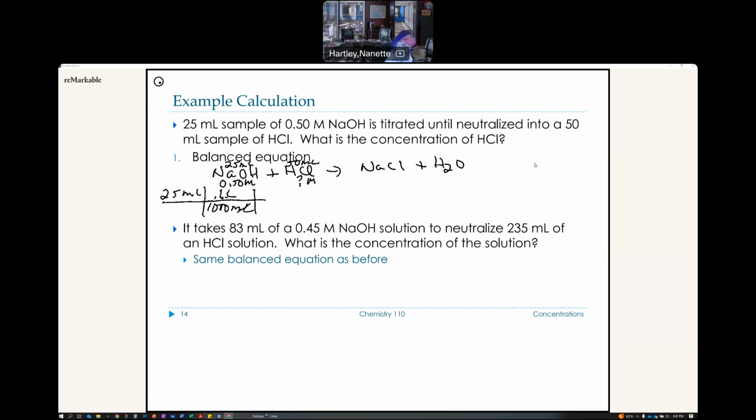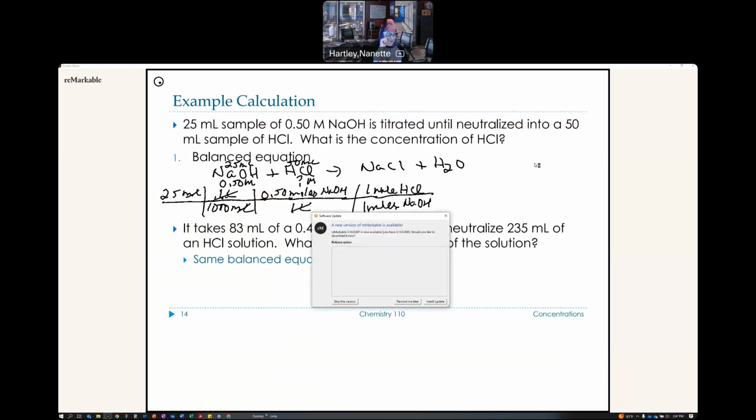That cancels my milliliters. I know that my molarity is in moles per liter, so I have 0.50 moles of NaOH in 1 liter, so that cancels the liters. I know I have 1 mole of NaOH and 1 mole of HCl. Now, I'm going to take an opportunity to slow down here for just a second.